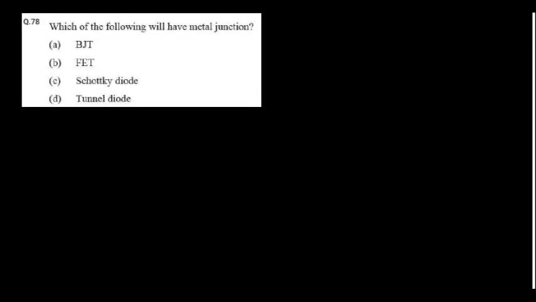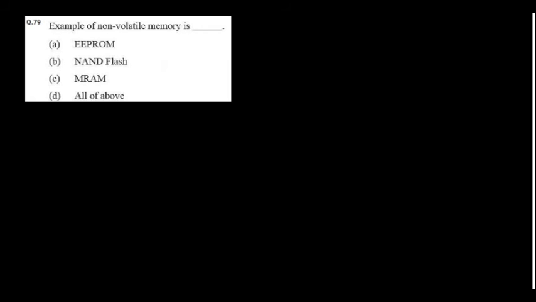Which of the following will have a metal junction? That is the Schottky diode. Schottky diode has got a metal junction, so its recovery time is very fast. Example of non-volatile memory? EEPROM is a non-volatile memory. Flash is also non-volatile. That means the answer is all of the above.